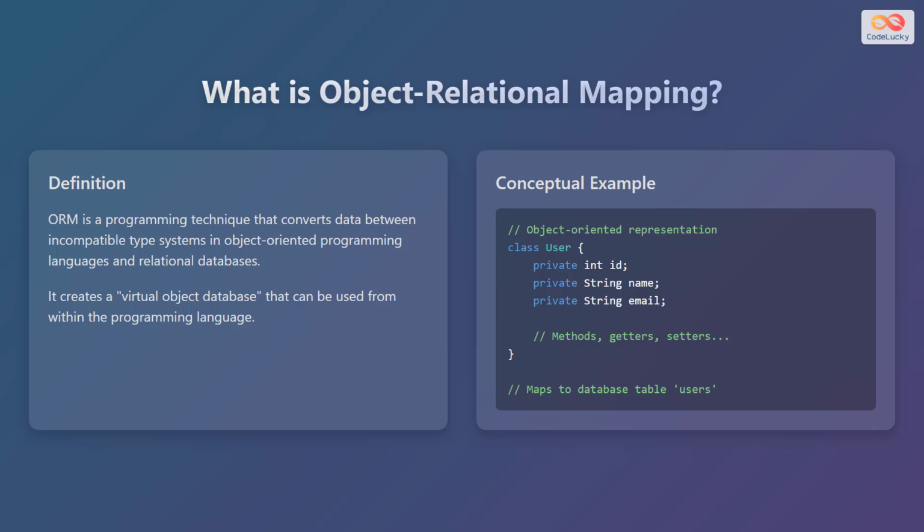So, what exactly is Object-Relational Mapping? ORM is a programming technique that converts data between incompatible type systems in object-oriented programming languages and relational databases. In simpler terms, it lets you work with databases using your programming language's objects, as if they were a virtual object database. Consider a user class with properties like ID, name, and email. ORM maps this class to a corresponding table in your database, making it easier to manage data.